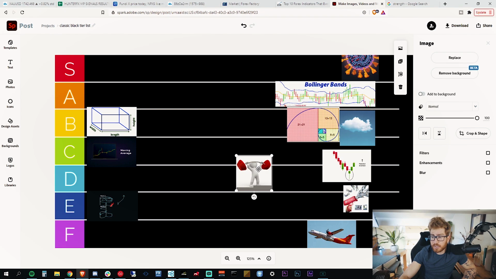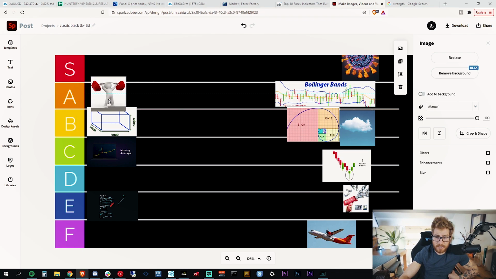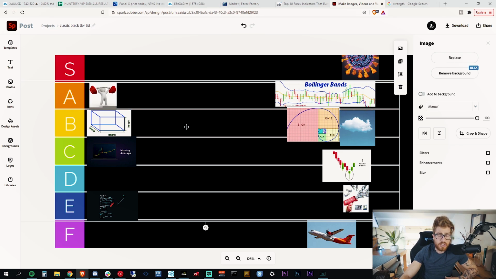So we're actually going to place this guy, I think, all the way up at the A tier here. He's going to be a really strong competitor. He's going to be one of the best indicators. He's very easy to use, and he can make you money just using it. Pretty much that and the candlesticks and the price action.